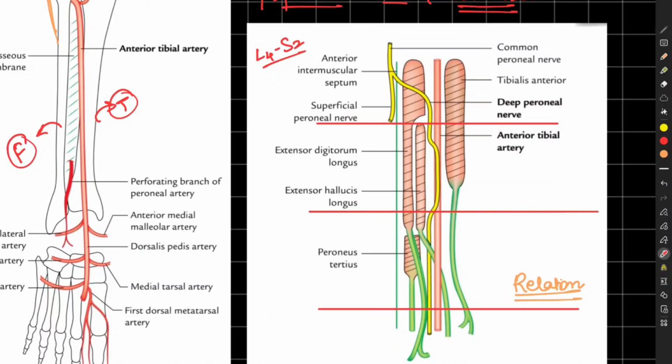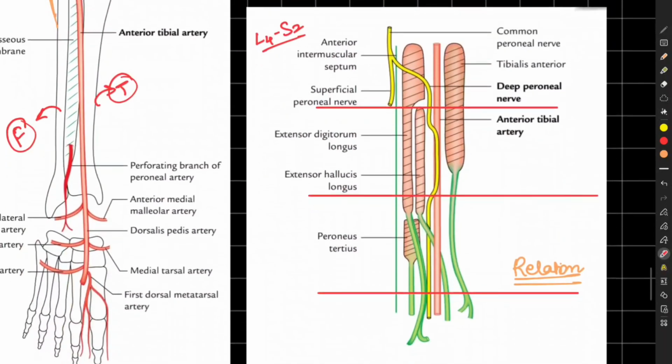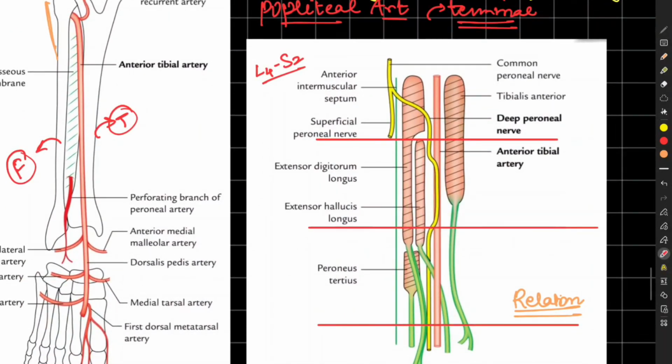So the nerve ends at the dorsum of the foot by dividing into the lateral and the medial terminal branches. Okay, here if we see, it gives the lateral and the medial terminal branches. We'll talk about it in the theory part. Talking about the branches, that comes after this.